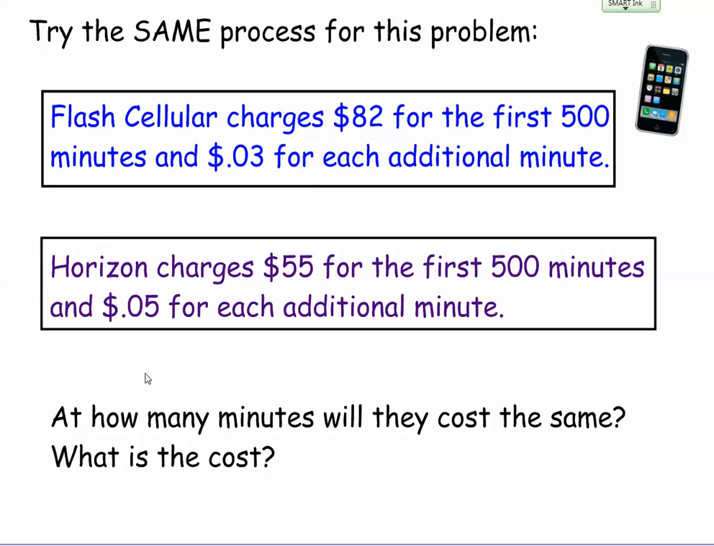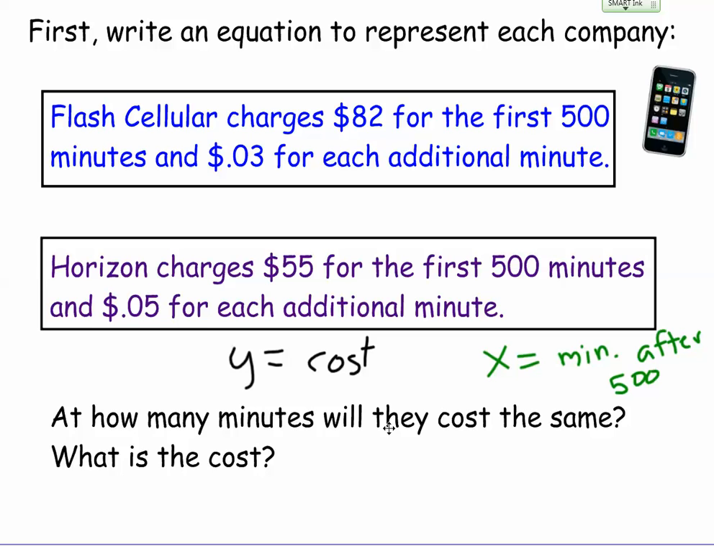So then I gave you a new problem in the US. Now Flash Cellular in the US is $82 for the first 500 minutes and 3 cents for each additional minute. And Horizon charges $55 for the first 500 minutes and 5 cents for each additional minute. And this is a system of equations, and we want to find out at how many minutes they will cost the same and what the cost is. But we're going to do it without a table and without a graph. So make sure you understand that x is the minutes after 500, because this money pays for the first 500 minutes, and y is the cost.